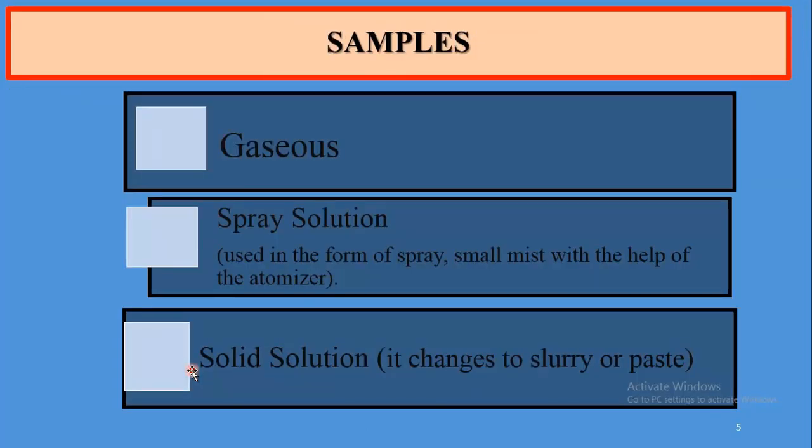The sample may be gaseous, a spray solution or a solid. If the sample is in spray form, we make a small mist with the help of an atomizer to make it in the form of droplets. If it is solid, then we change it into a slurry or a paste by adding some solvent. So any type of sample can be used: gas, spray solution or solids.